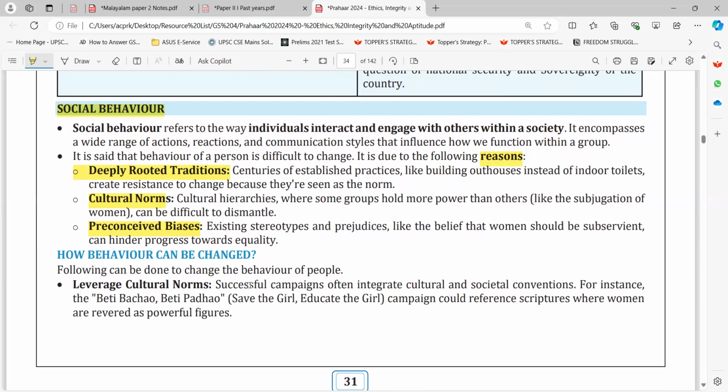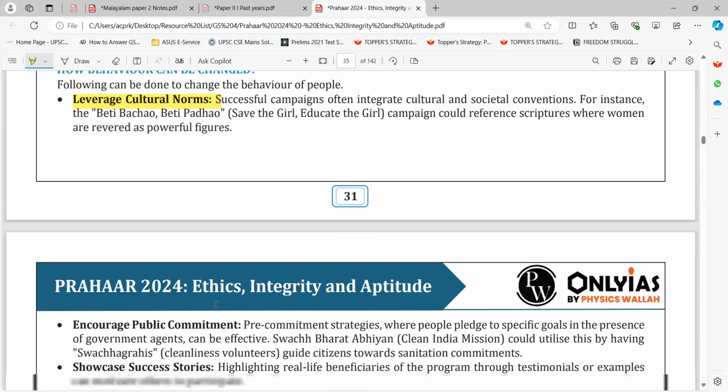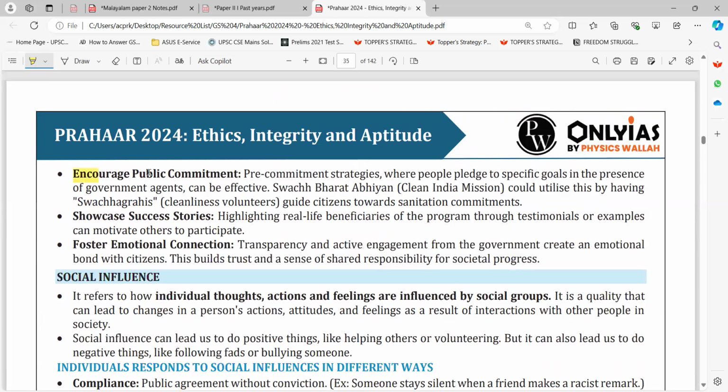How behavior can be changed. The following can be done to change the behavior of people. Leverage cultural norms. Successful campaigns often integrate cultural and societal conventions. For instance, the Beti Bachao, Beti Padhao, Save the Girl, Educate the Girl campaign could reference scriptures where women are revered as powerful figures.